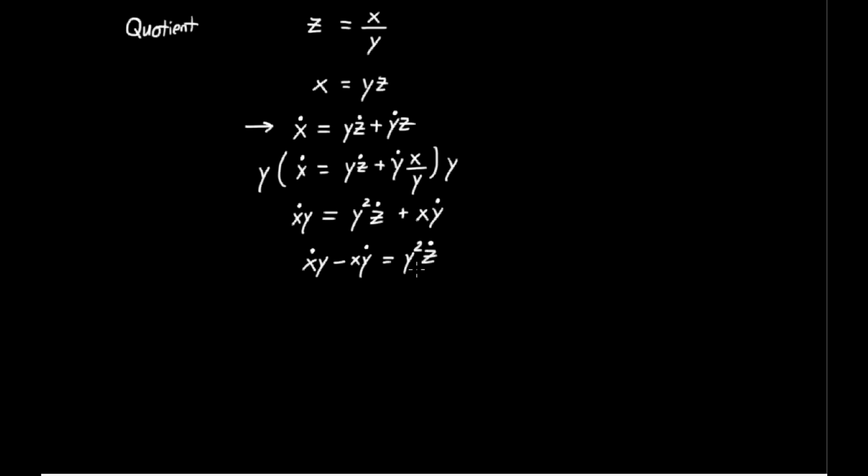And then I divide both sides by y squared. And then what I'll find is that z dot is this quantity here, x dot y minus x y dot divided by y squared.